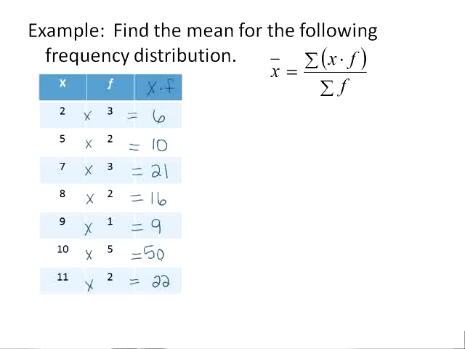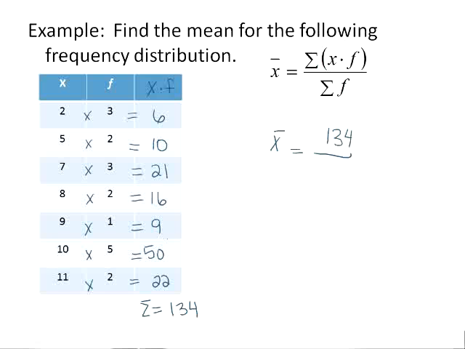Now notice in that last column, this is the data point from the first column multiplied by how often each data point occurs. So now we have to find the sum of this last column. Adding up all of those values, we get 134. So that will go in the top part of our formula for X bar. 134 is the sum of all the frequencies multiplied by the data point.